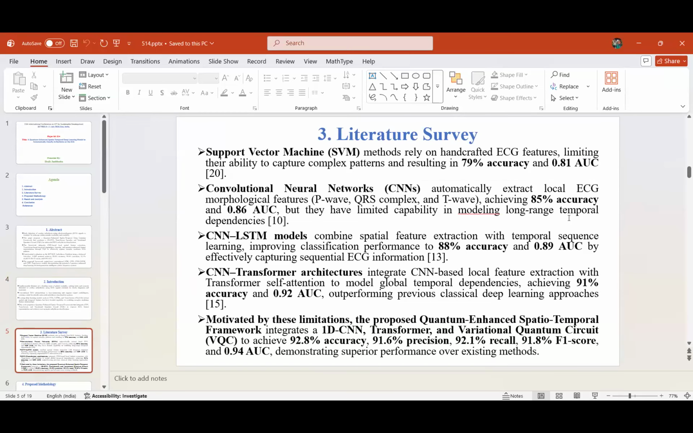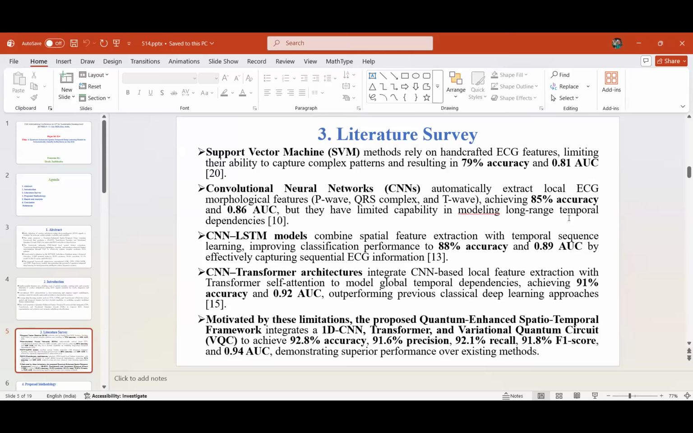This is the literature survey based on my topic. We have collected a number of literature surveys, and among them I am going to present a few here. The support vector machine is used with handcrafted ECG features, but it is limited in capturing complex patterns, and the accuracy is 79%. Coming to the convolutional neural network, CNN is one of the best methods for ECG arrhythmia classification. It automatically extracts local ECG morphological features and achieved 85% accuracy.